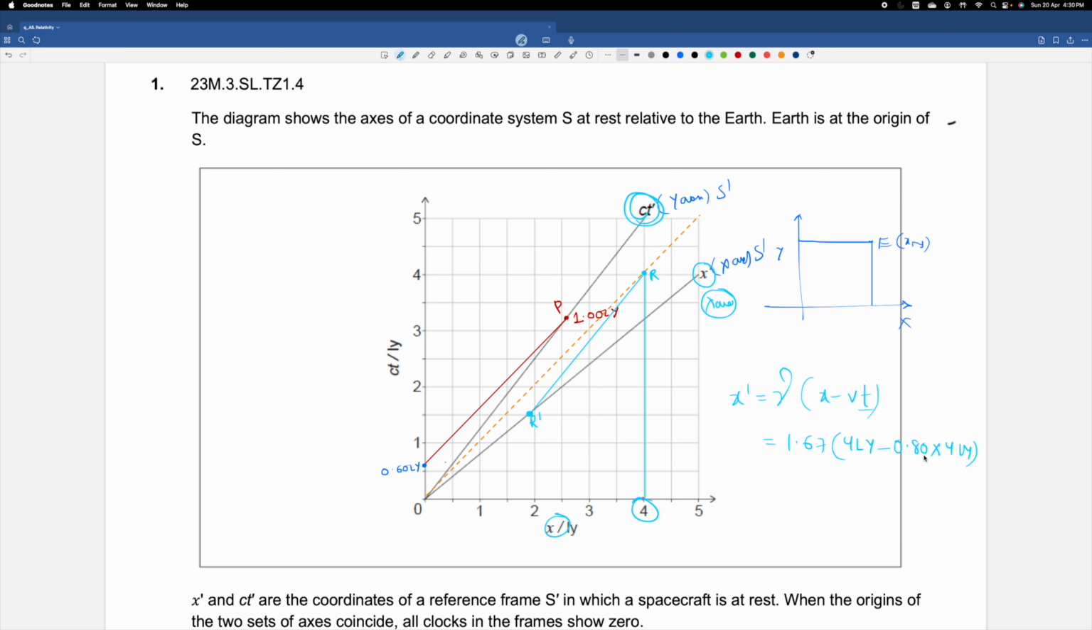And don't forget, this value of v is 0.80c, but the t is 4 light years divided by c, because this ct value is 4 light years, but we wanted the value of t there, which is 4 light years divided by c. And this c gets cancelled. If you simplify this, the value of x prime is 1.33 light years.